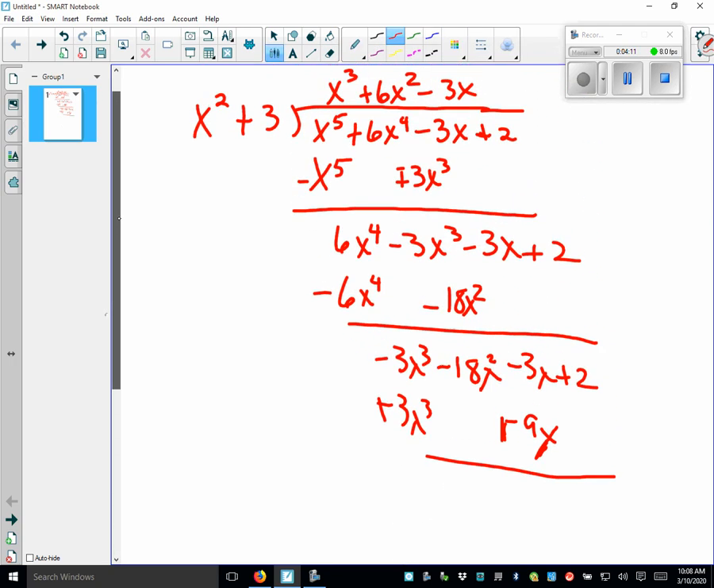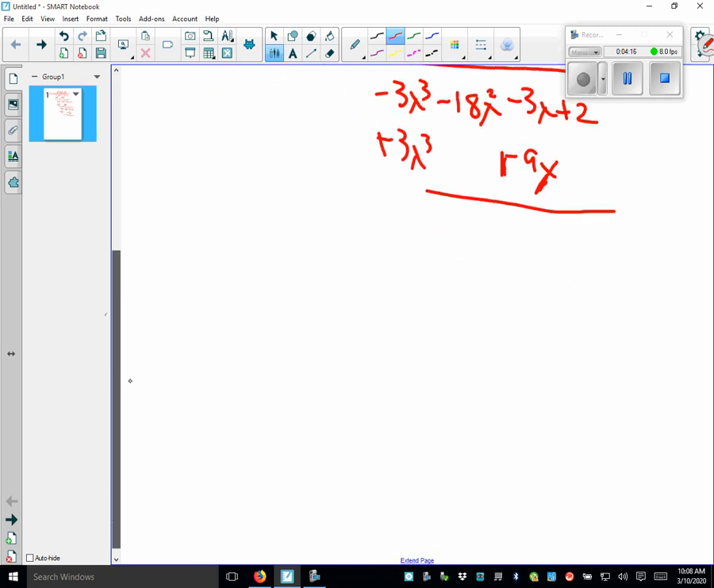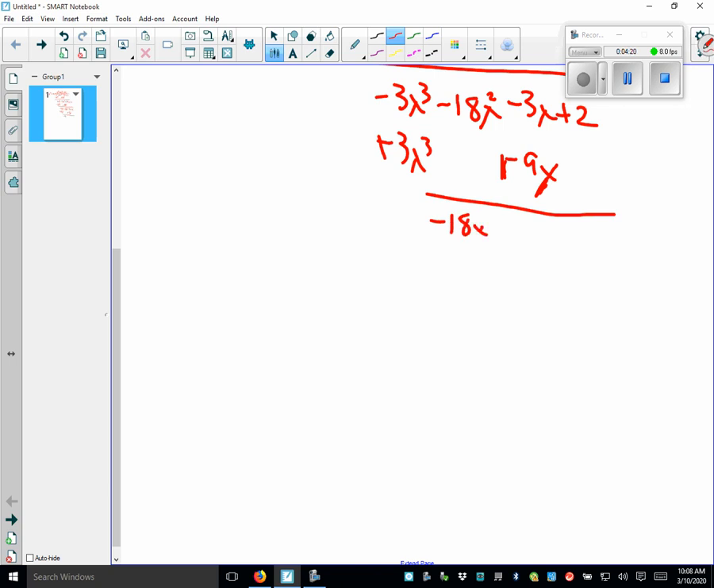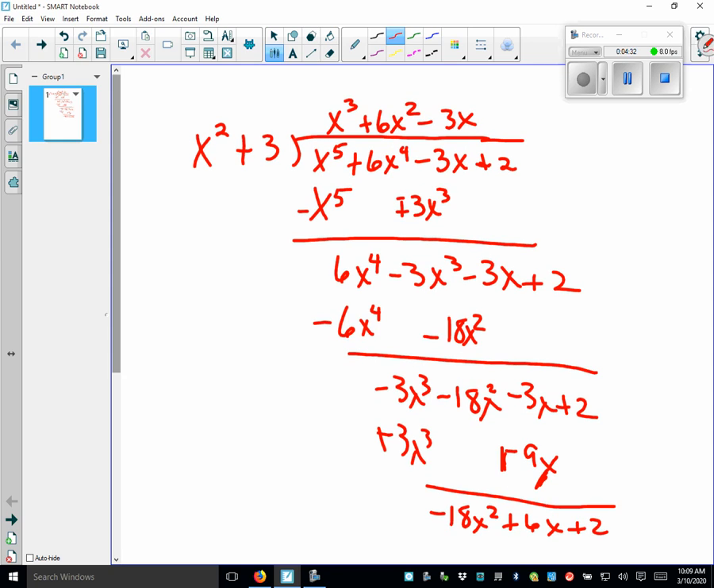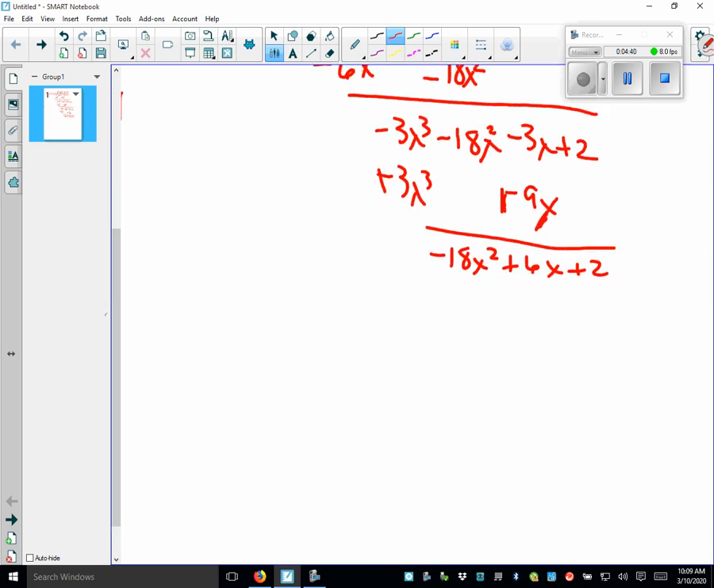All right, what am I going to multiply to get 3x cubed? Or I need to add, don't I? Yes. Okay, so I have negative x squared plus 6x plus 2. Multiply by negative 18. What does that give me? Plus 54? Can I change the signs? Wouldn't it be minus 54, because we multiply by negative 18? Yes, it would be. So I have 6x plus 56?